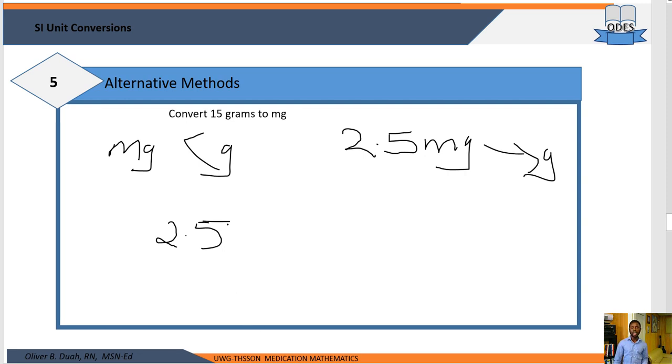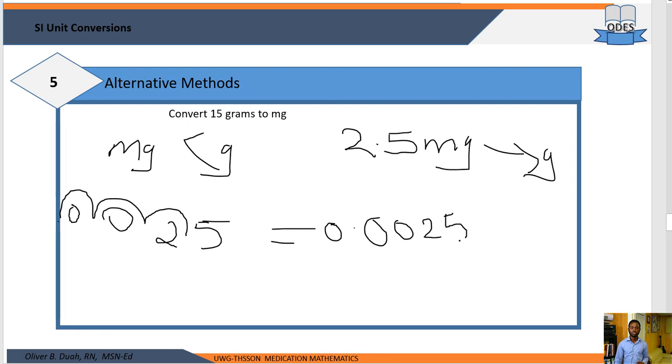The question we still have to ask ourselves is, how many milligrams in 1 gram? And that is 1,000. 1,000 has 3 zeros. So we're going to move this needle to the left 3 times. So this is where our point will be. So we have 1, 2, and 3. Okay, so we are going to end up with 0.0025 grams, and this will be the desired answer.